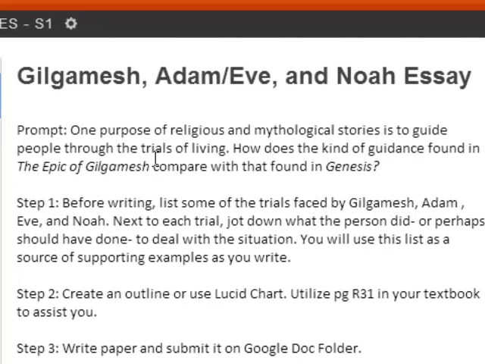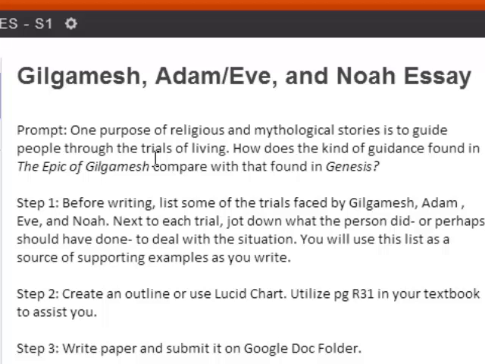And first off, the prompt is: one purpose of religious and mythological stories is to guide people through the trials of the living. How does the kind of guidance found in the Epic of Gilgamesh compare with that found in Genesis? And recently you guys have been using Lucidchart to trace the trials that each one of these subjects have faced. Also, what normative principle did they apply to assist them in making the decision that they did? And if it was the wrong decision, what happens to them and what sort of principle should they have applied?